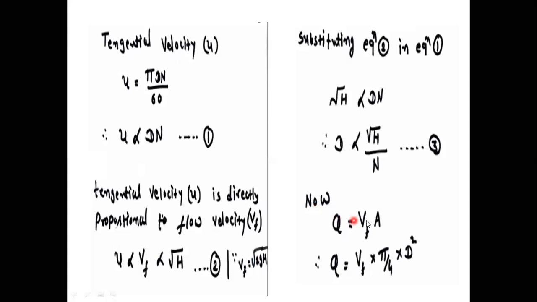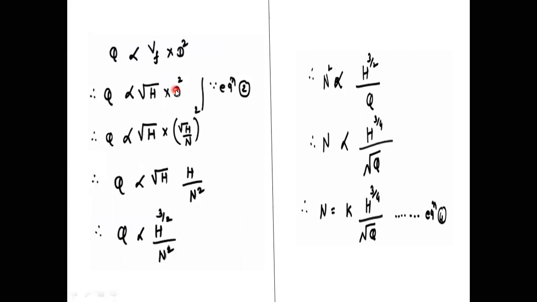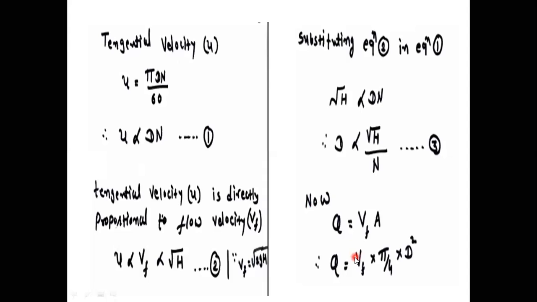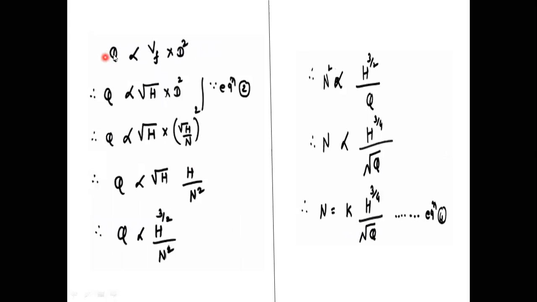Now discharge Q is equal to velocity into area. This area can be calculated by pi by 4 D square. So Q is equal to Vf, and instead of area we can put pi by 4 D square. In this equation pi by 4 is constant, so we can say Q is directly proportional to Vf into D square.